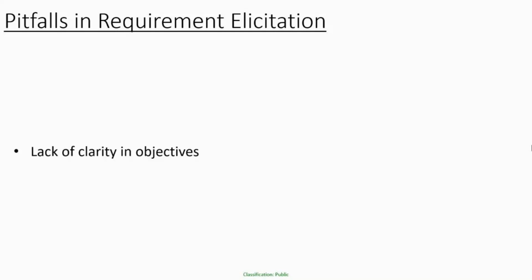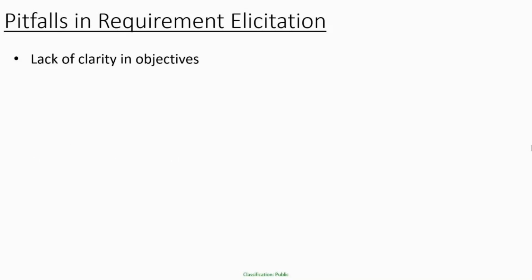The first point over here is lack of clarity in objectives. It means you are in a particular project and the specific pain points or the specific business requirements are not clearly sorted out. It could be due to any reason. It could be because the stakeholders have not been very clear, they have been very vague in what they want, or it could be that the requirements documentation did not happen in such a way that it could bring out the clarity, or it could be any reason.